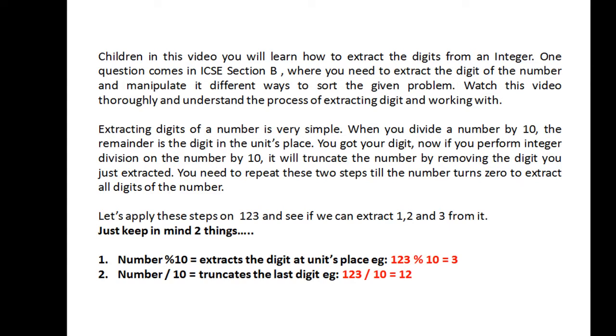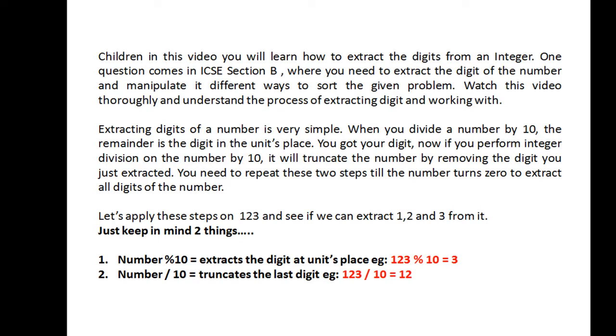Extracting digits of a number is very simple. When you divide a number by 10, the remainder is the digit in the units place. You got your digit. Now, if you perform integer division on the number by 10, it will truncate the number by removing the digit you just extracted. You need to repeat these two steps till the number turns 0, to extract all the digits of the number.